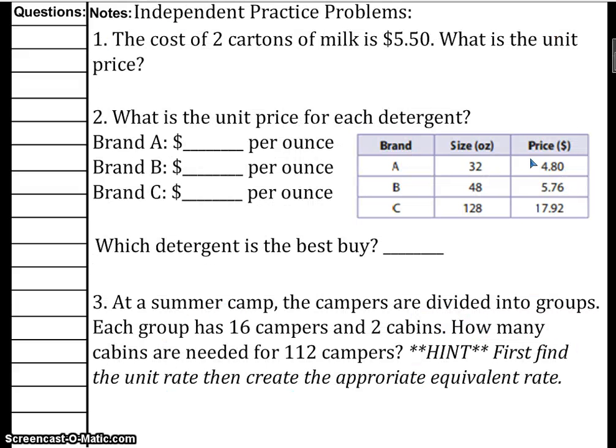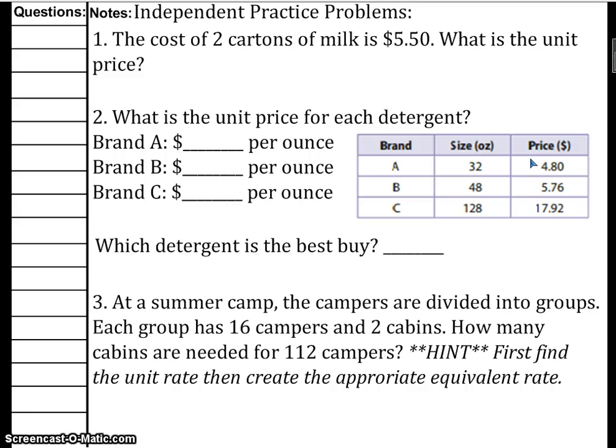Here are your independent practice problems. Number 1, the cost of 2 cartons of milk is $5.50. What is the unit price? So here it's asking you, how much is 1 carton of milk?